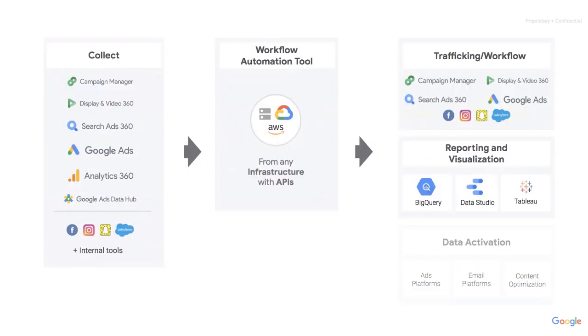Here's a standard and generalized workflow. So we have 3 actions. The first one, get the data, so collect the data. Then through an automation tool, we can work with it, and then you can use it. So on the right side, you see trafficking and workflow, and also data activation and reporting and visualization actions. So this is just a standardized and generalized workflow, but it is your daily work.